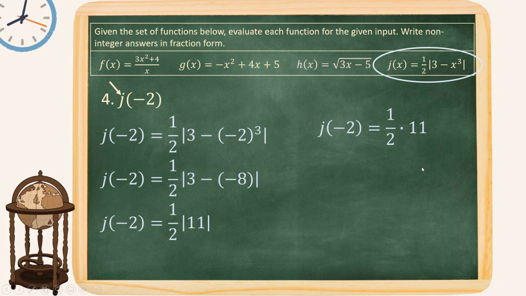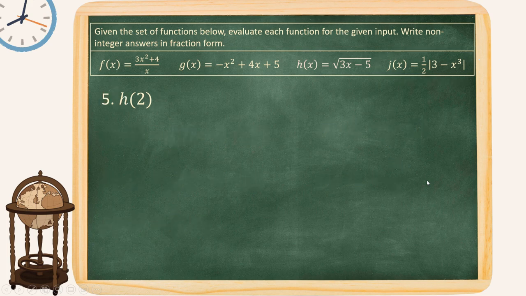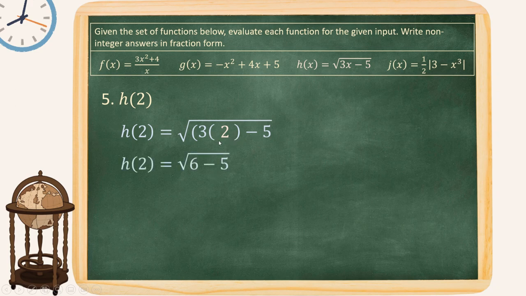And 1/2 times 11 will just be 11 halves, because the direction said if it's not an integer, so if it doesn't divide evenly, we're going to leave our answer as a fraction. h of 2, go to the h function where there's an x, put a 2, and evaluate 3 times 2 first. So we get 6 minus 5, which gives us 1, and the square root of 1 is 1.